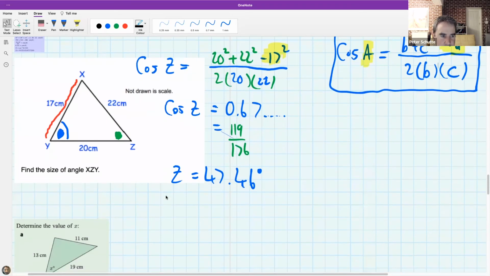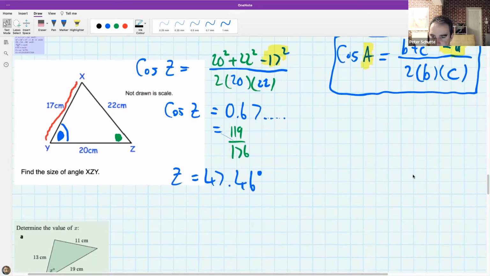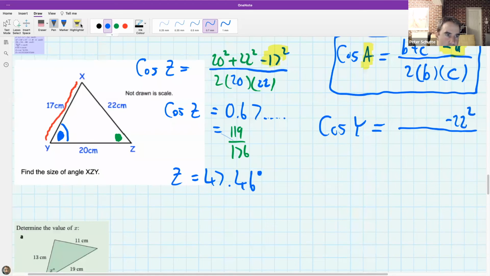Okay, so let's try and get the answer for the angle y. So here we're going to say the cos of y equals, I'm going to draw my fraction line. I'm then going to say I know that opposite the y is 22, so it's going to be minus 22 squared. So that's because this is opposite that. Then the other parts are quite easy. It's 17 squared plus 20 squared.